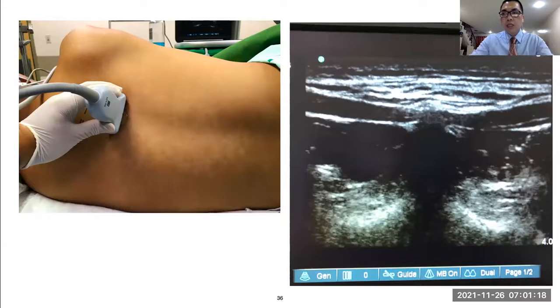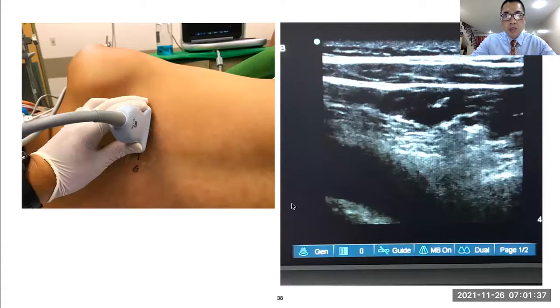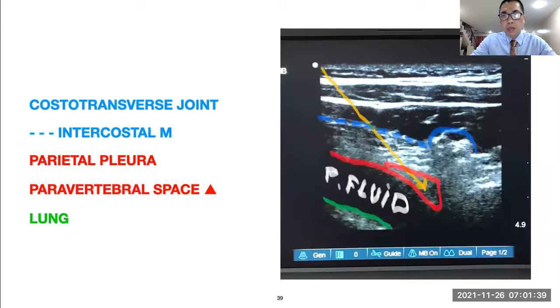I usually use a linear probe for my transverse approach for the thoracic paravertebral block, in which I place the linear probe midline to the thoracic spinous process, example here at T6, then revealing the spinous process, the costotransverse joint, and the lamina. And I slide the probe laterally, revealing the costotransverse process, the parietal pleura, the paravertebral space, and the lung. I direct the needle tip into the paravertebral space after piercing the lateral costotransverse process.